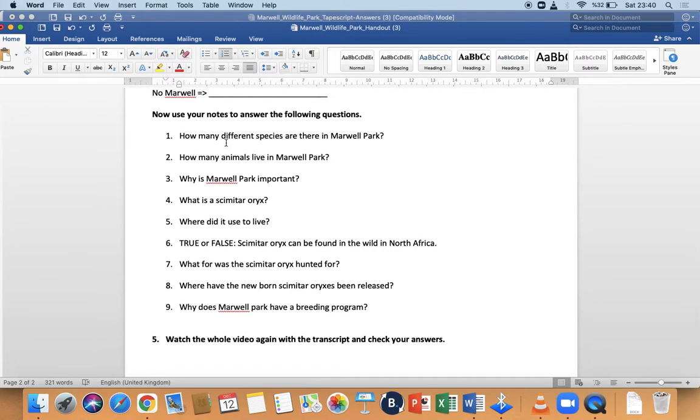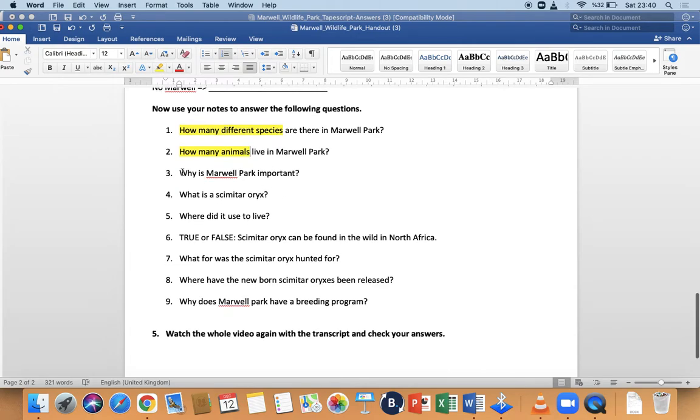The first question, how many different species are there in Marwell Park? How many animals live in the park? Why? Now, this is the question. Why is Marwell Park important? What is the importance of this park? What is a Scimitar-oryx? Actually, you will see and hear it a lot.